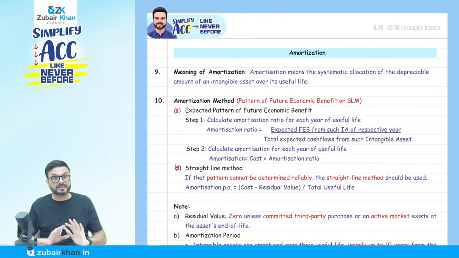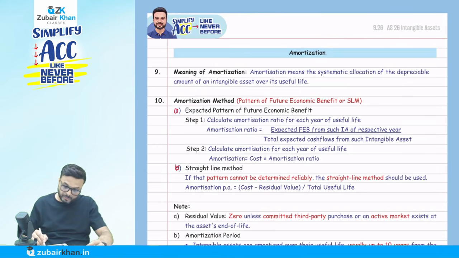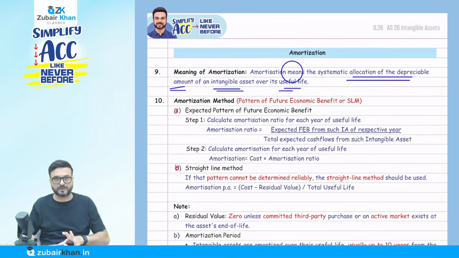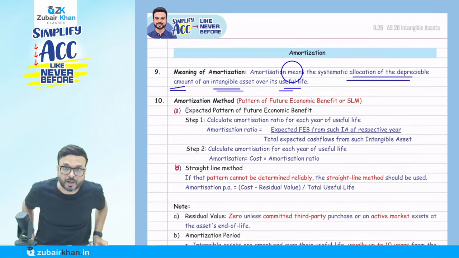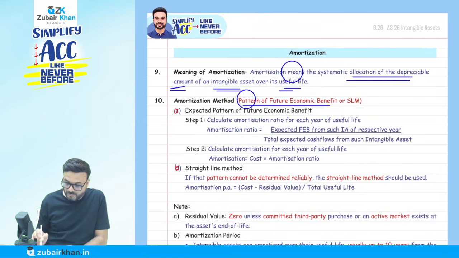Now we already discussed the intangibles. Now I'm coming to the amortization part. Very simple. What do you mean by amortization? Amortization means the systematic allocation of the depreciable amount of an intangible asset over its useful life, like a depreciation model. Here, when we talk about the depreciation method, we call it amortization. They say it is on the basis of the pattern of the future economic benefit, or the SLM method.